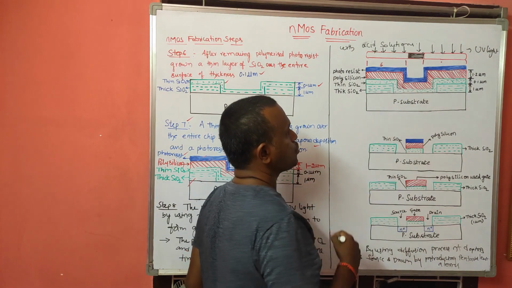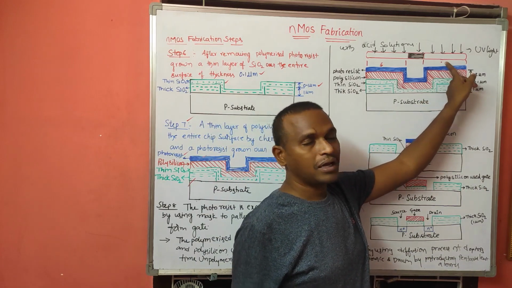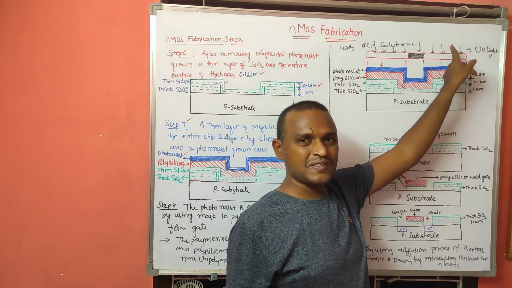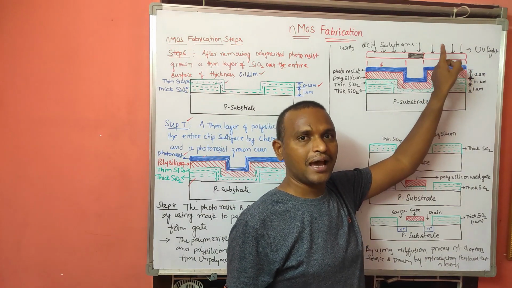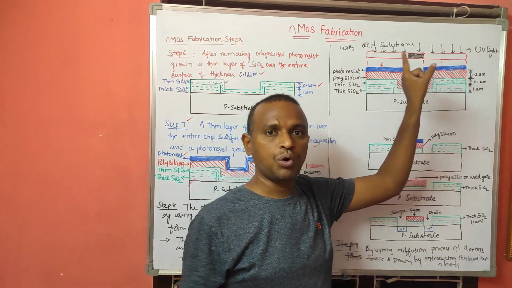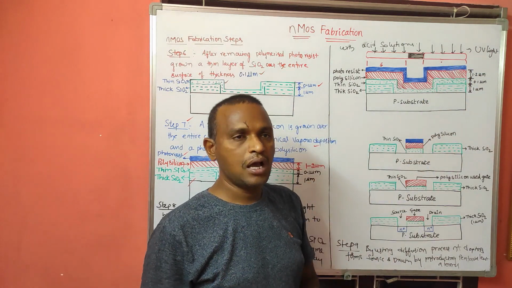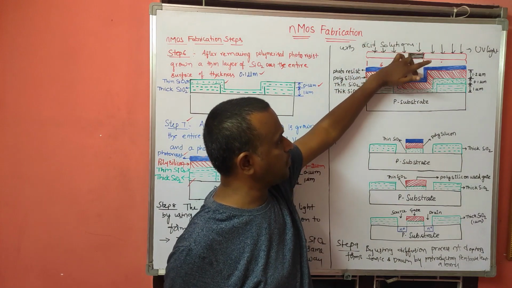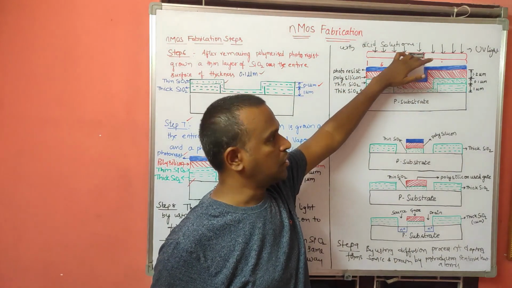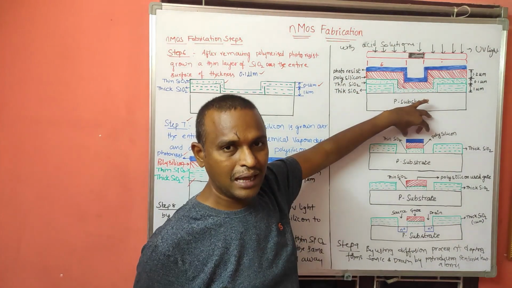Okay, so after that, what we have here also, that photoresist is exposed to the UV light, and at this point also the photoresist material will be hardened, and there is no effect that takes place at this point. Okay, that's what we have drawn like this here.